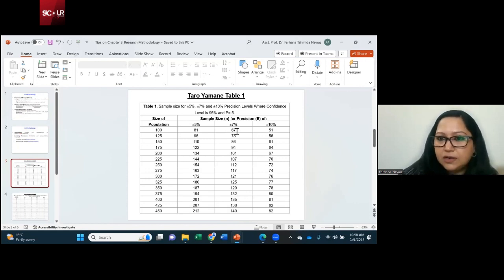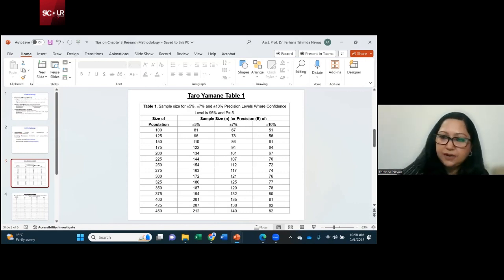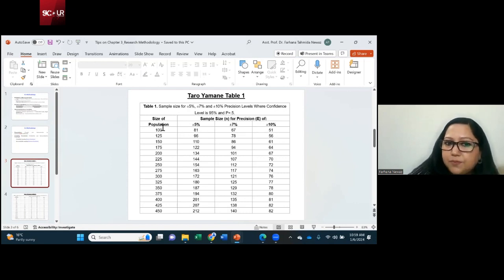Even if you are not able to get 67, just go for using a 10% interval level, that is a 90% confidence level. That 51 will be your sample size to determine your population mean and to justify your result. So if you find that your population is 100, go for using 81, 67 or 51 based on your interval levels.